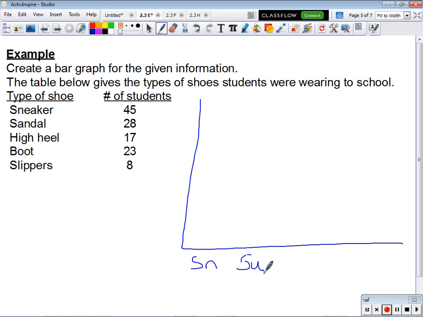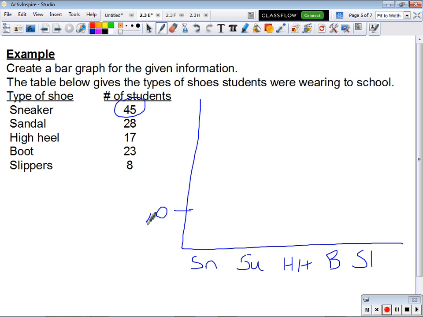Then I have high heel, I'll put that as HH. Then I have boot, which will be a B, and then slippers, I'll put SL there. So now if you notice with this, the largest frequency I have is 45. So I want to make sure that my scale on the left-hand side goes high enough so I can fit that bar in. So I'm going to do this in tens, right?